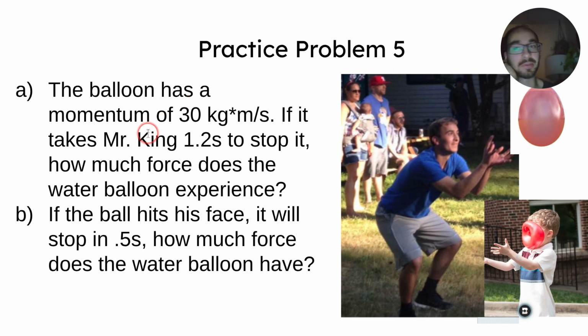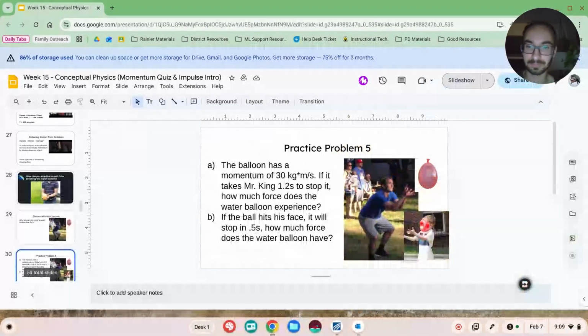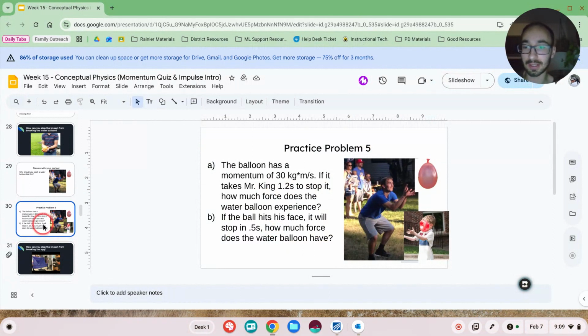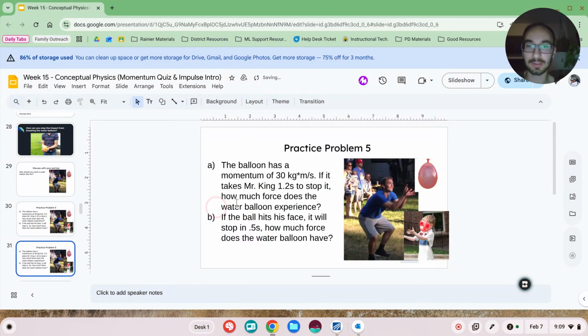So here's the question for you. If the balloon has a momentum of 30 kilograms times meter per second, if it takes Mr. King 1.2 seconds to stop the water balloon, how much force does the water balloon experience? And if I miss it and it hits me in the face, the water balloon stops in 0.5 seconds. How much force does the water balloon have then? Okay? Pause the video now and try and solve it. On the next slide, I'll go over the answer.